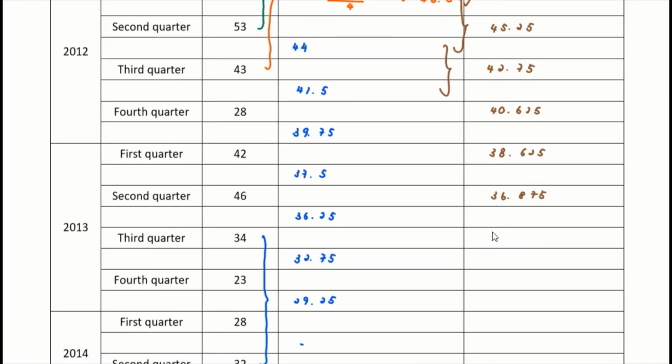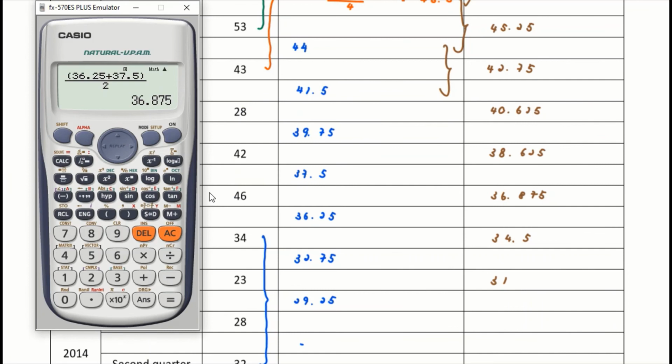All right, then for this it is going to be 34.5. Then the next one, 75. So this is 43. Yeah, sorry, let's check.